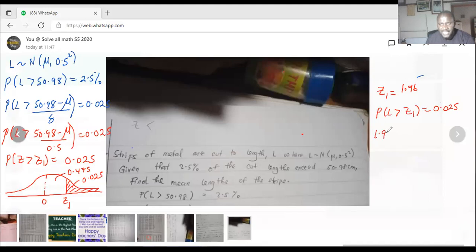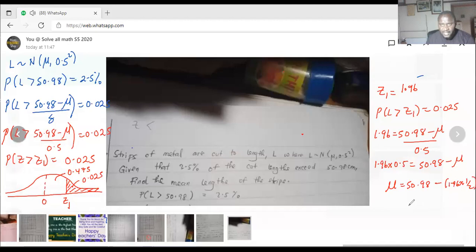So meaning 1.96 is actually 50.98 minus mu over 0.5. When you cross multiply, you get 1.96 times 0.5 is equal to 50.98 minus mu. You see that mu is equal to 50.98 minus 1.96 times a half. Calculator, what is our mean? This is 0.98. When you subtract it off, the mean is 50. Hashtag solution.